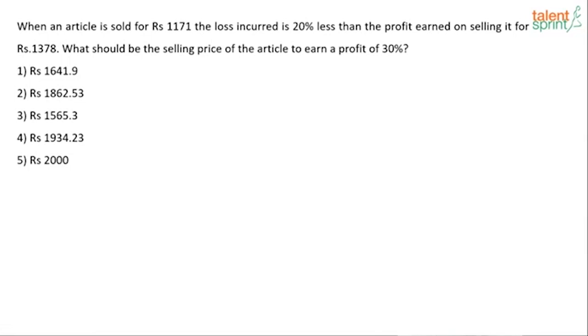Let's try it out. Here's the question. When an article is sold for rupees 1171, the loss incurred is 20% less than the profit earned on selling it for rupees 1378. What should be the selling price of the article to earn a profit of 30%? Again, a simple one in my view. The concept is simple, of course. Numbers look typical, so you have to spend time doing the calculation. An article is sold for 1171 and there was a loss. Then that loss is 20% less than the profit earned by selling the same article for 1378.